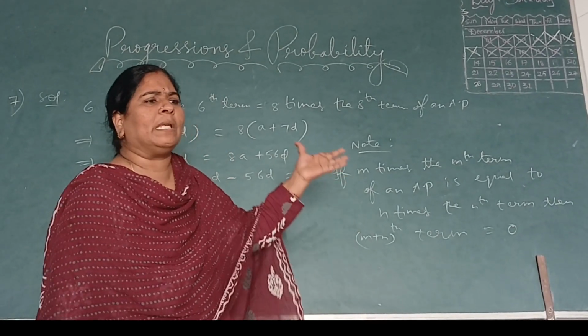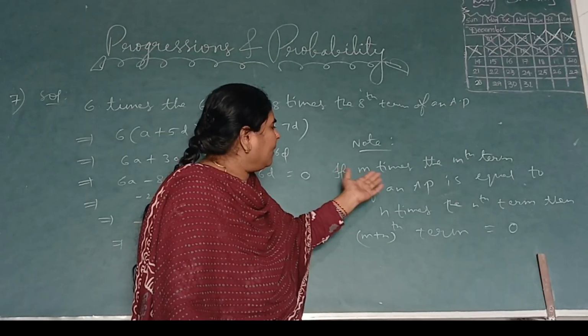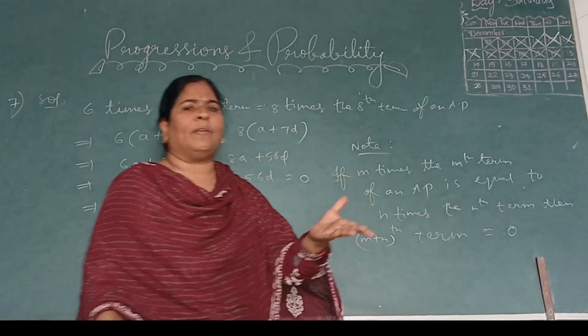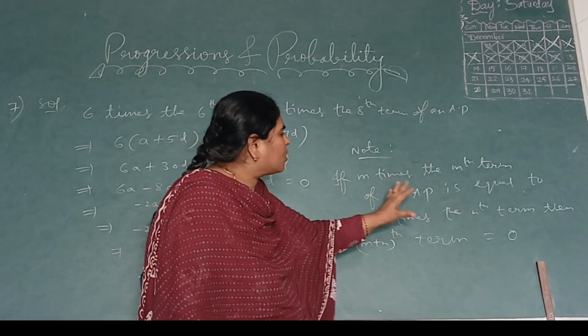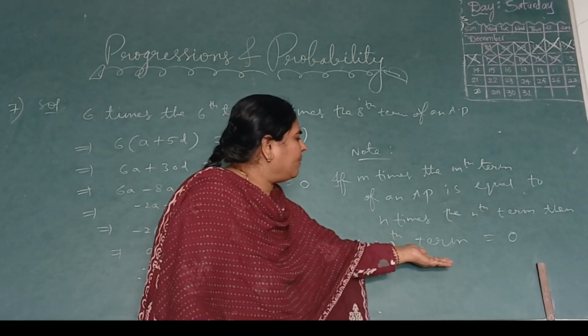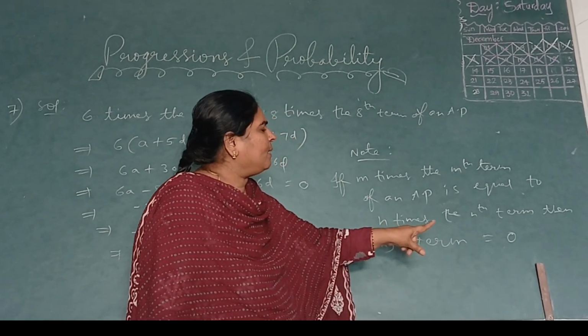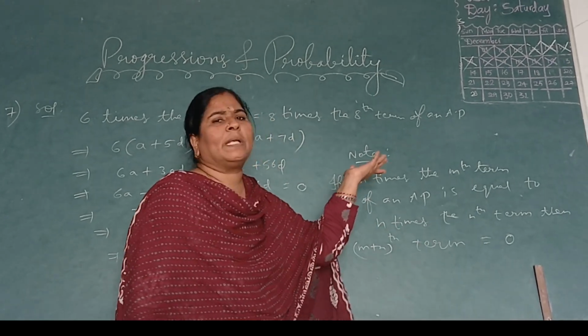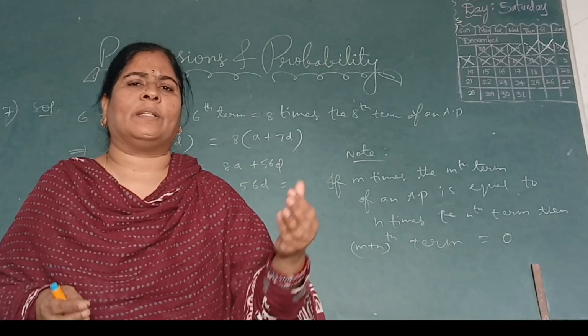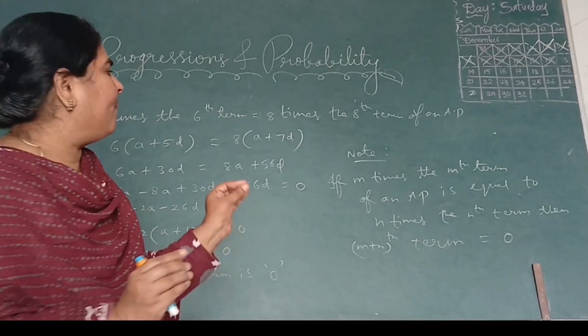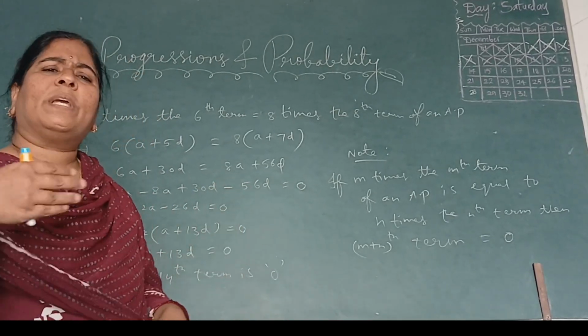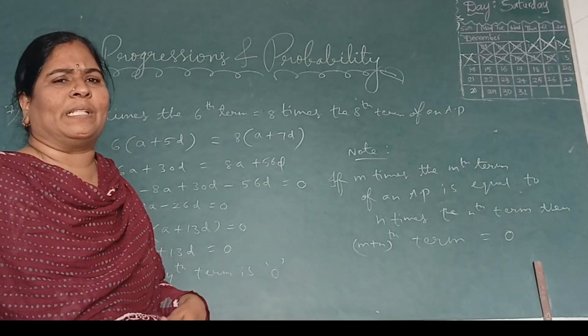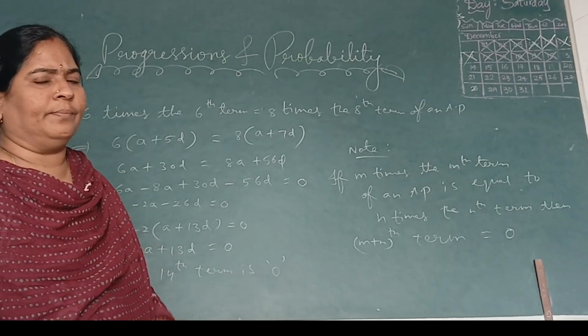Any question may come. In place of m, one number may be given, in place of n, another number. When we add these two, that (m plus n)th term will be 0 always. If m times the mth term is equal to n times the nth term of an AP, compulsorily the (m plus n)th term will be 0. You can cross check with any number, children. You will be getting 0.